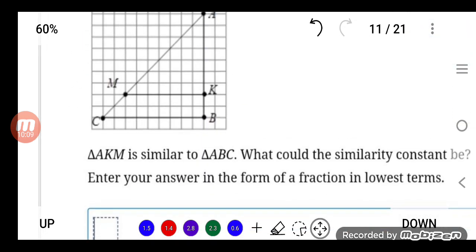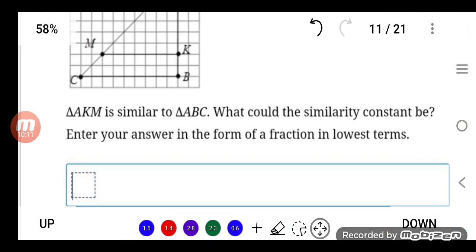Refer to the diagram. AKM is similar to ABC. What could the similarity constant be? Enter your answer in the form of fraction in lowest term.